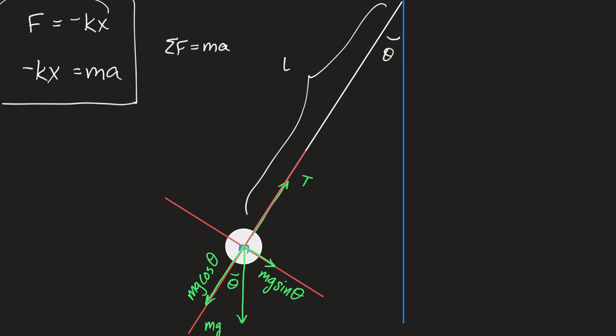Now, just for argument's sake, this is the y direction, and this is the x direction. The net force in the y direction is not balanced, but that is causing circular motion. I don't need to worry about it. So I'm not going to worry about the net force in the y direction. I'm going to worry about the net force in the x direction, where there is one unbalanced force, mg sine theta. And that means I have mg sine theta equals ma.